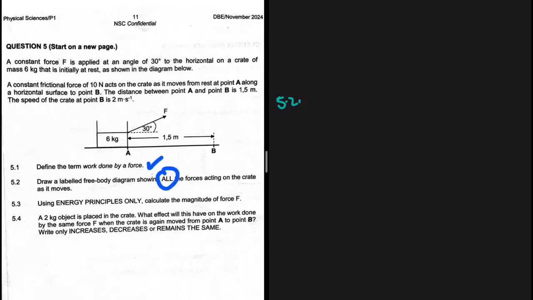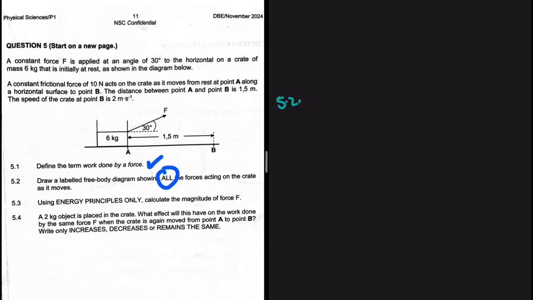Okay, so let's go through the question statement and see what is happening. A constant force F is applied at an angle of 30 degrees to the horizontal on a crate of mass 6 kg that is initially at rest, as shown in the diagram below. A constant frictional force of 10 Newton acts on the crate as it moves from rest at point A along a horizontal surface to point B. The distance between point A and point B is 1.5 meters. The speed of the crate at point B is 2 meters per second.